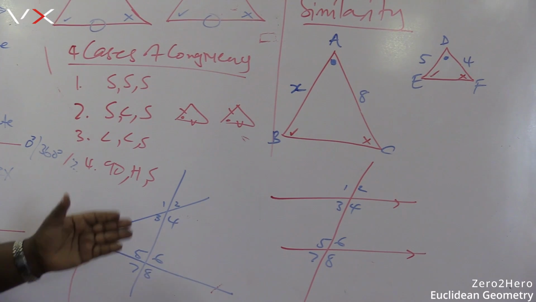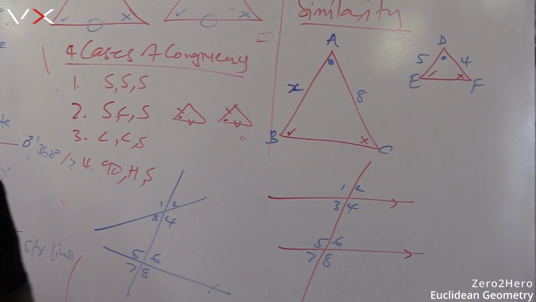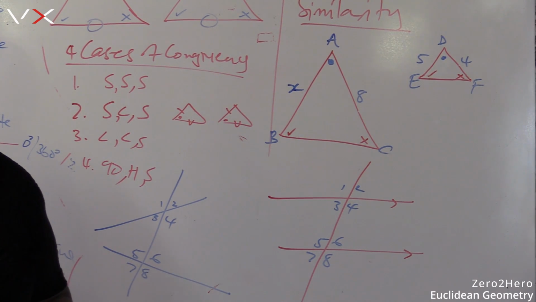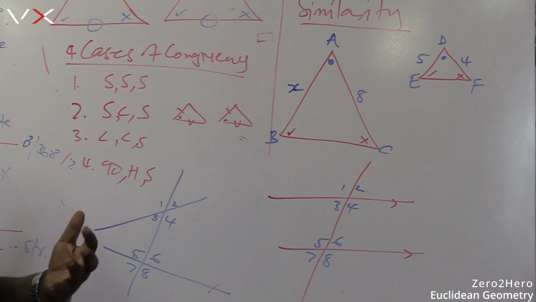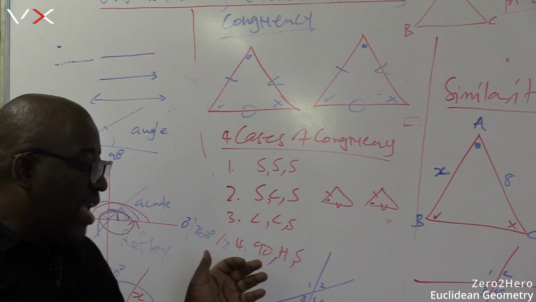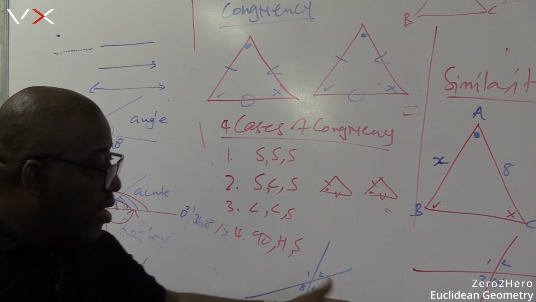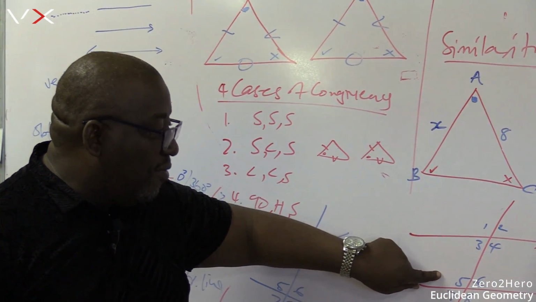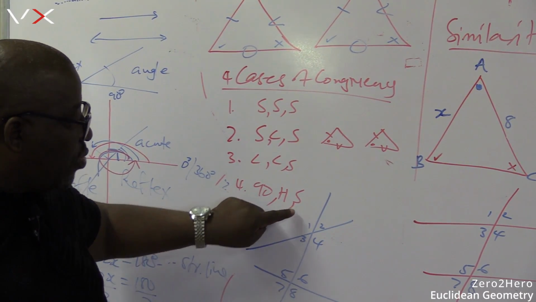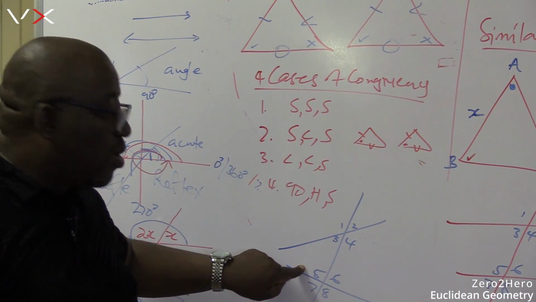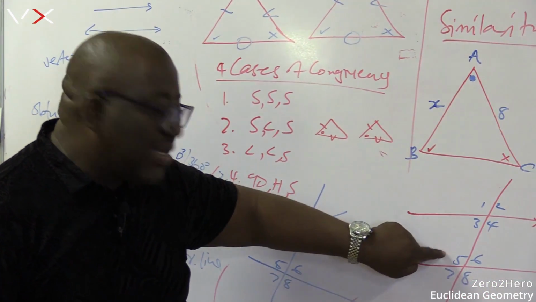In the first diagram, angle 1 corresponds with angle 5. We call those corresponding angles. On this side also, angle 1 corresponds with angle 5. What is the difference between these two? These two corresponding angles are not equal, because the lines are not parallel. Where the lines are parallel, then the corresponding angles are equal.